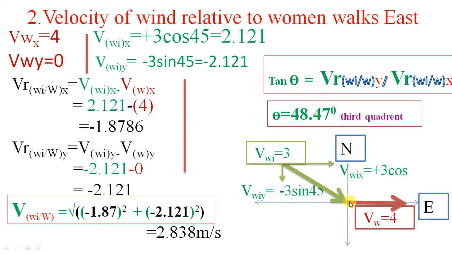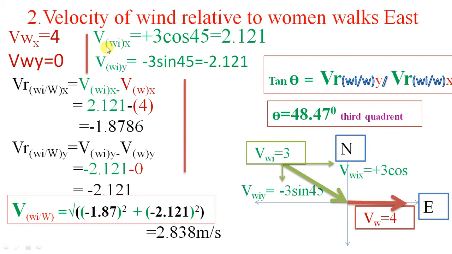So we have to resolve these velocities into two mutually perpendicular directions. First I will resolve the velocity of the woman in the x direction. It is given that the woman is moving towards the east, so the x component is +4, and the y component of velocity is 0. Why? Because she is moving truly horizontally, so the y component of the woman's velocity is 0.